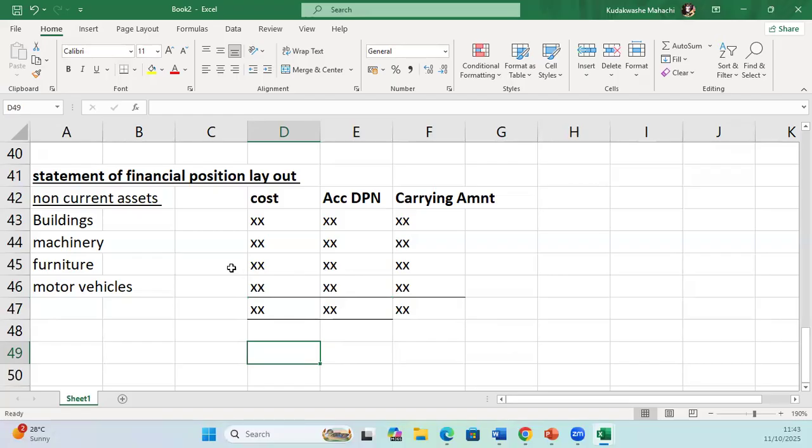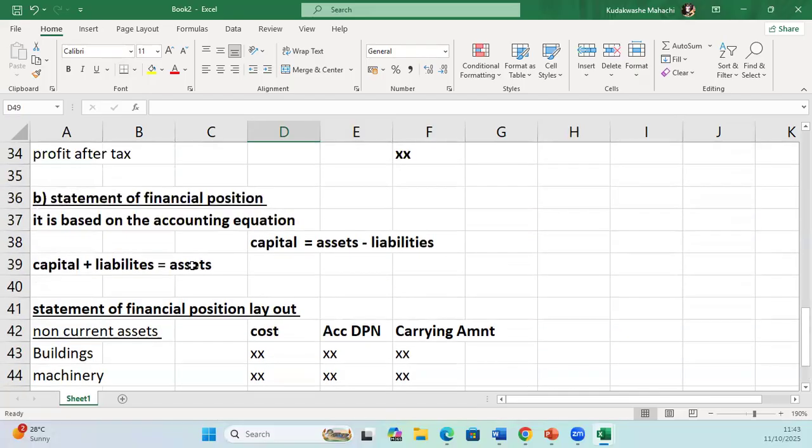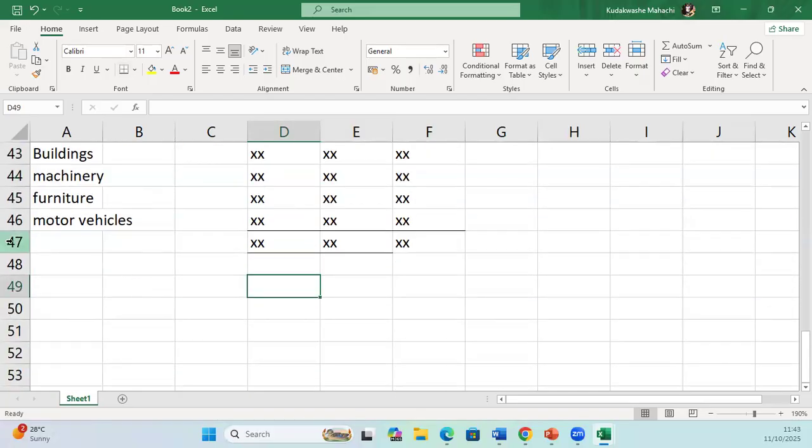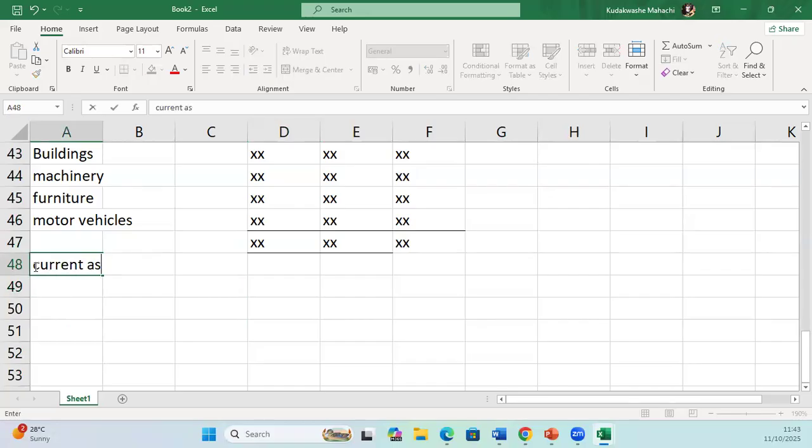So we've added the non-current assets. The assets of the business should be equal to capital plus liabilities. But the assets are not just non-current. We have non-current and we have current assets. So besides the non-current, we also have the current assets, which are the assets that do not stay in the business for a long time.